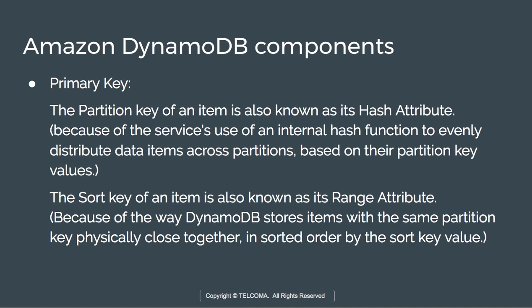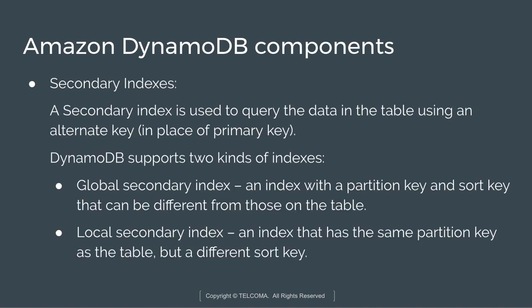Next we have secondary key or secondary indexes. A secondary index is used to query the data in a table using an alternate key. In place of the primary key, to query data in DynamoDB, we use a secondary index or a secondary key.